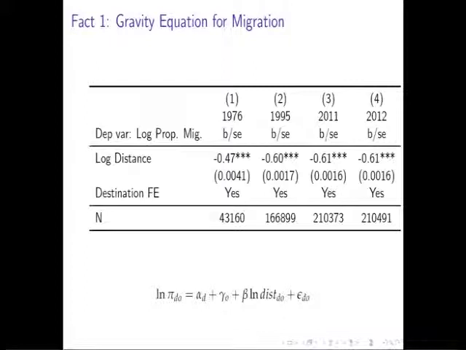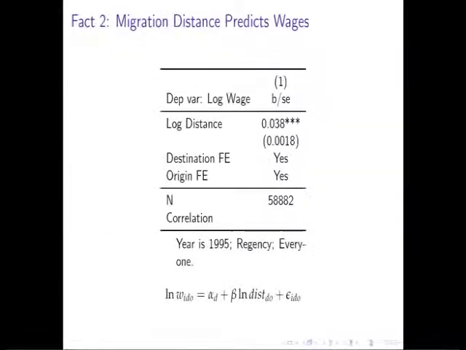First of all, it's just basically a gravity equation for migration. So the further you move, the further the distance between two places, the fewer people migrate between those two places. Okay, so this is accounting for destination and origin fixed effects. It's what you would expect, and it's consistent with there being costs of moving across space. It is costly to move.